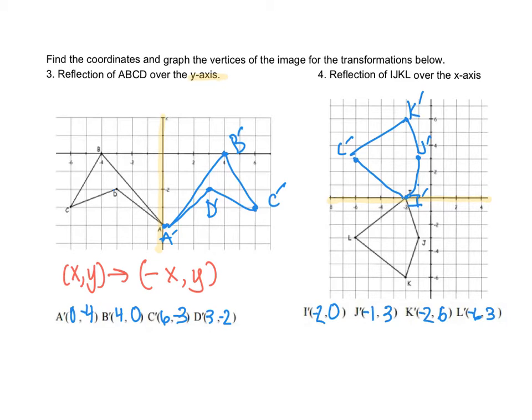So remember, the rule for a reflection over the x-axis is our point x, y. We keep x the same, but we make y its opposite, which is exactly what we did in this example.